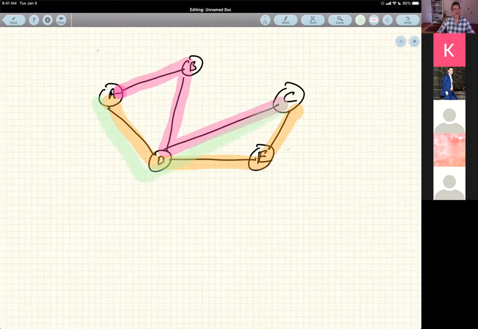Okay, the length of a path is the number of edges that you traverse in this kind of graph to get from the source vertex to the destination vertex. So the pink path that I'm showing you there has a length of 3. The orange path has a length of 3. The green path has a length of 2. So the minimum distance from A to C is 2.